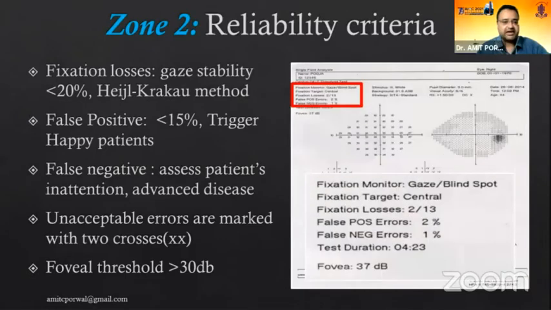Basically, what are these reliability criteria? You have the fixation losses, which is gaze stability. It should be less than 20%. You have the false positive, which should be less than 50%. If it is more, that means it's a trigger happy patient. Then you have the false negative. What is this false negative? It assesses the patient's inattention or advanced disease. And when the fields are not being performed properly, it shows unacceptable errors, which are marked by two crosses. And it also shows the foveal threshold, which should be more than 30 decibels.